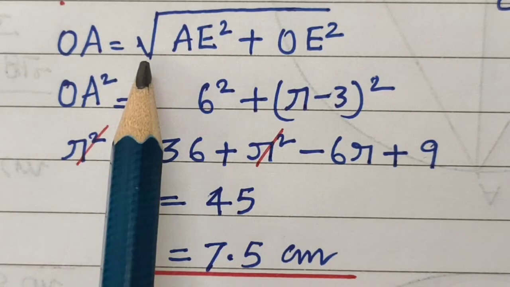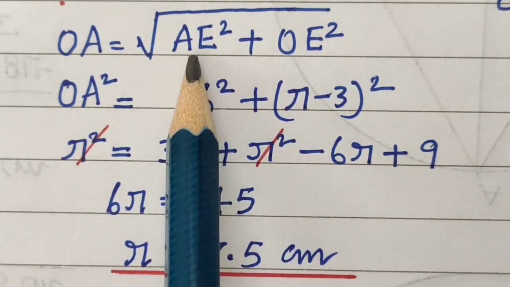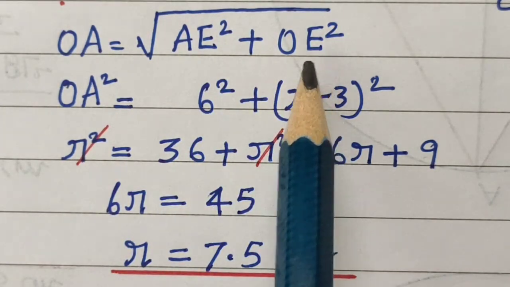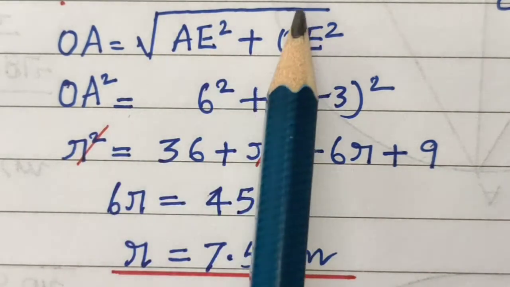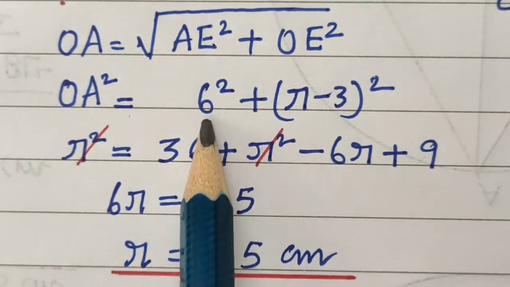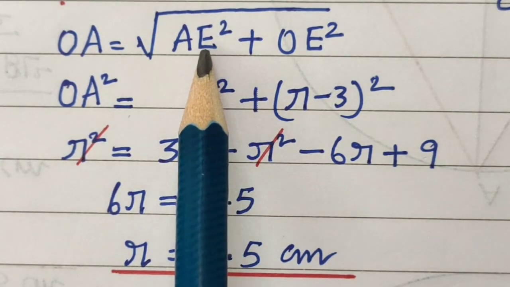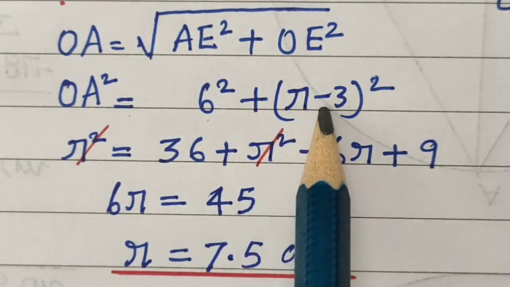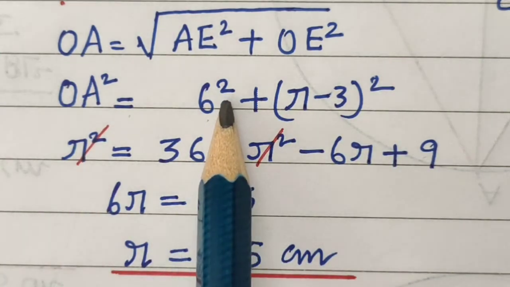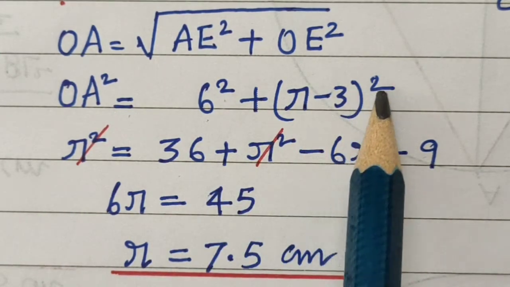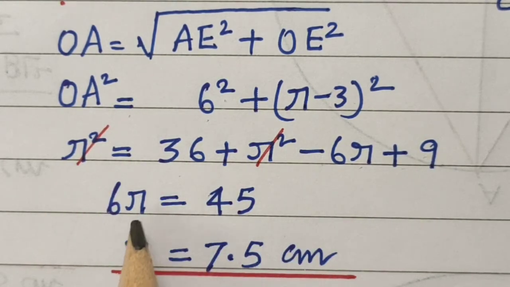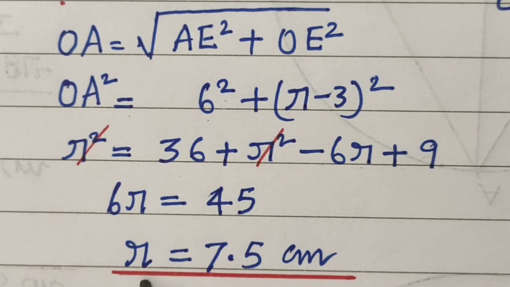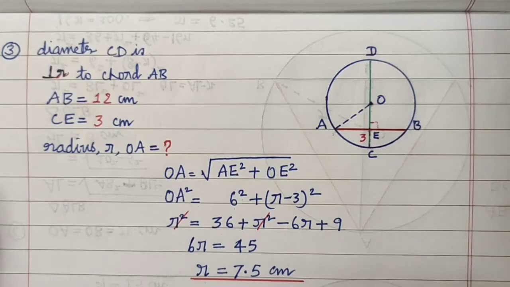OA is equal to the square root of AE square plus OE square, or OA square, that is the radius square, is equal to AE square, which is 6 square, where AE is AB divided by 2, plus R minus 3 whole square. This is R square, 6 square is 36, R minus 3 whole square is R square minus 6R plus 9. R square will get cancelled, 6R is equal to 45, therefore R is equal to 7.5 centimeters.